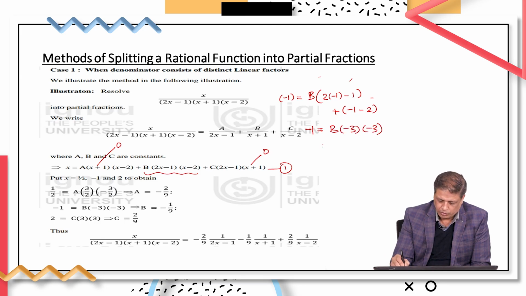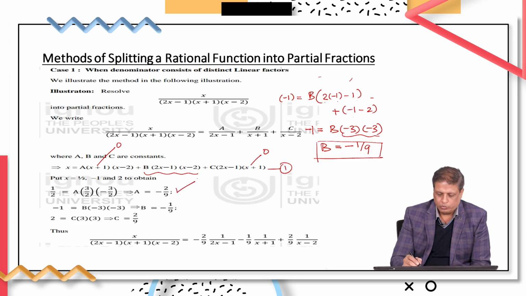So, that turns out to be B is equal to minus 1 upon 9, because 3 3 the 9, and minus minus is plus. So, B is equal to minus 1 by 9. So, we got A is equal to minus 2 by 9, B is equal to minus 1 by 9.